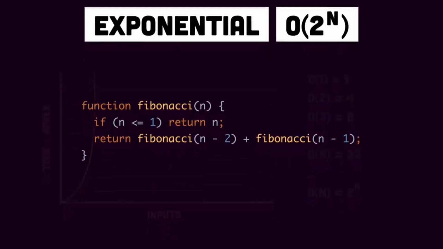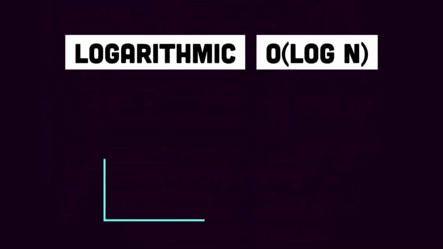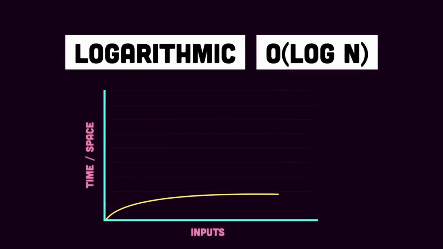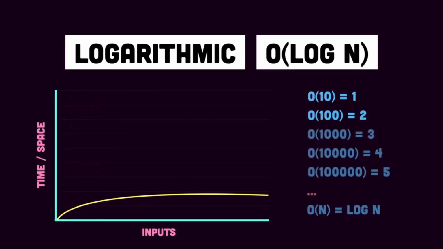Next we have the logarithmic complexity. In logarithmic complexity, you can increase the number of inputs exponentially, but the time or space taken is going to grow linearly. So this is the next preferred complexity after the constant complexity that we saw before. So if we have 10 inputs, O of 10 is going to be 1. If we have 100 inputs, it's going to be 2. For 1000, it is going to be 3. 10,000 is going to be 4. And n is going to be log n.